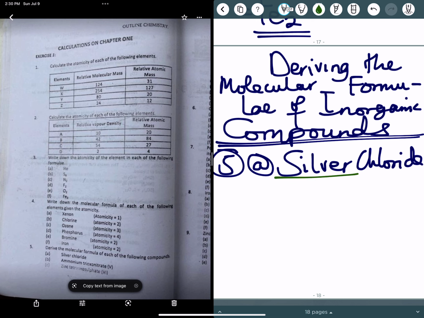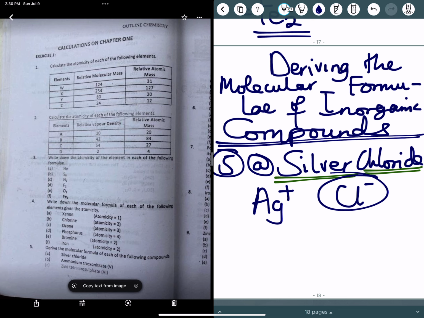There are mostly two sides to a compound: the positive side, the cation, and the negative side, the anion. So here, the positive side is silver. Silver is charged +1. You check your table of charges of cations and anions. Cations are positive ions, such as silver, which is plus. Anions are negative ions, such as chlorine, which is charged -1.